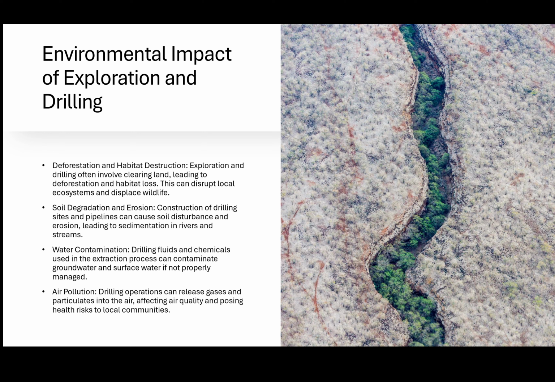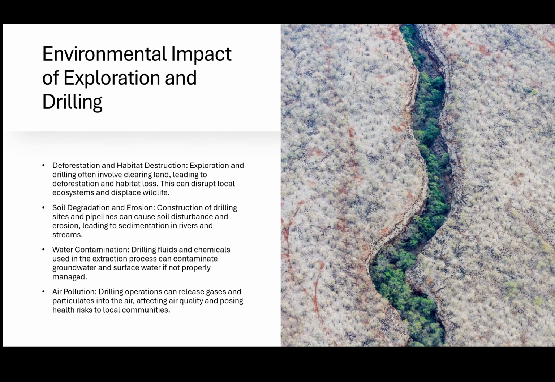Soil degradation. Not only are we removing trees, which will result in soil erosion, but drilling sites and pipelines can cause soil disturbances and erosion, leading to sedimentation in rivers and streams. We know we'll have water contamination once the fluids and chemicals used in the extraction process contaminate groundwater supplies. Remember that we're drilling, so it's going to contaminate groundwater supplies if there are any near.